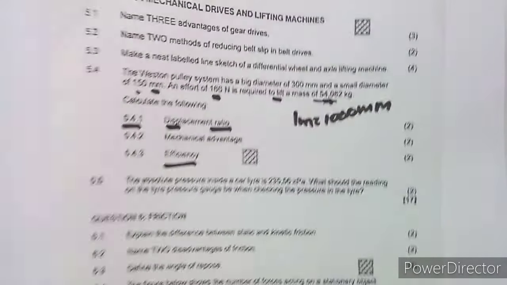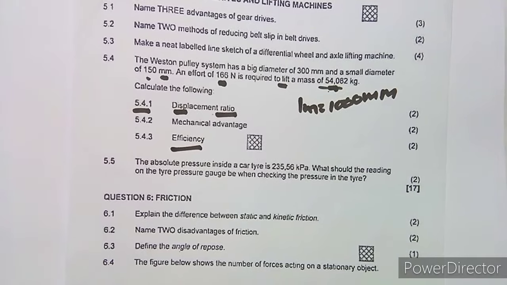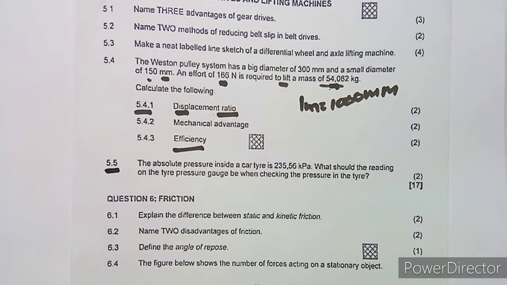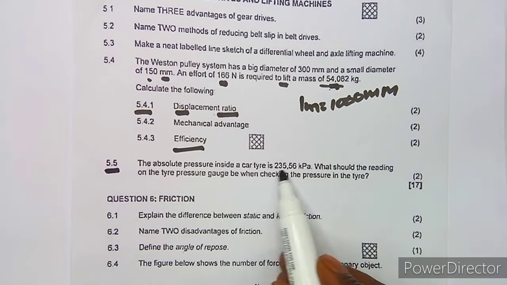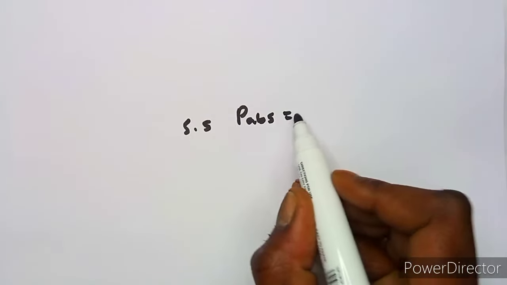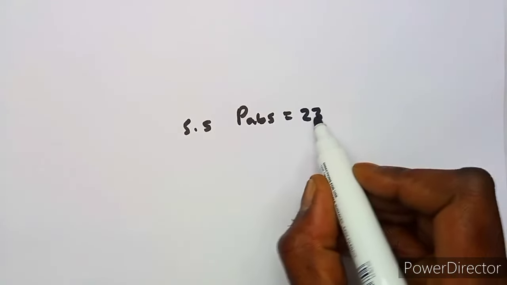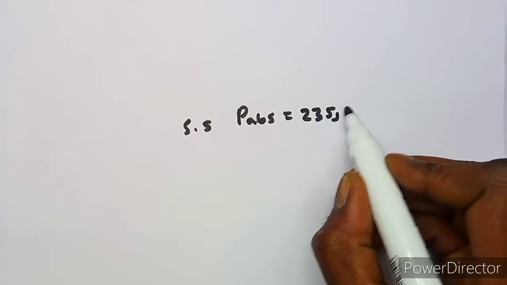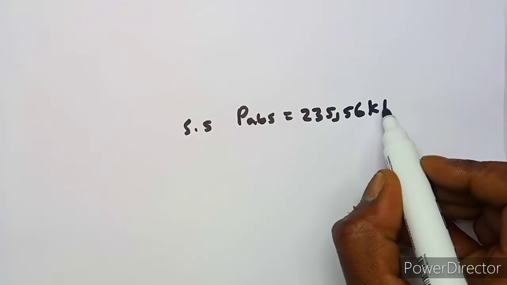So that's how we obtain these answers, and so forth. On 5.5 we are given a condition where we have the absolute pressure inside a car tire. We are given the absolute pressure, P absolute, which is 235.56 kilopascals. That's your absolute pressure.